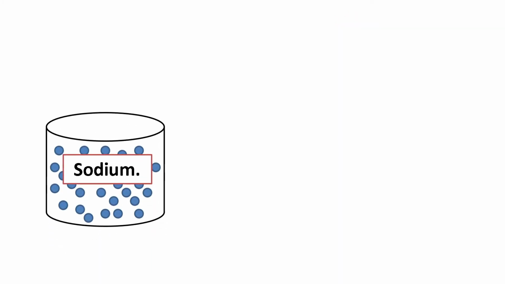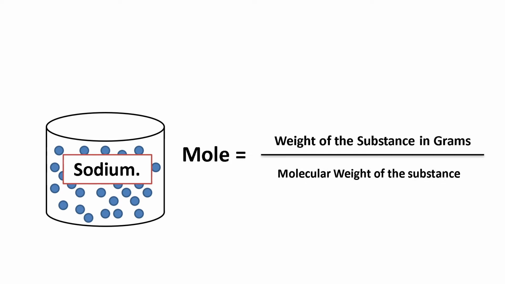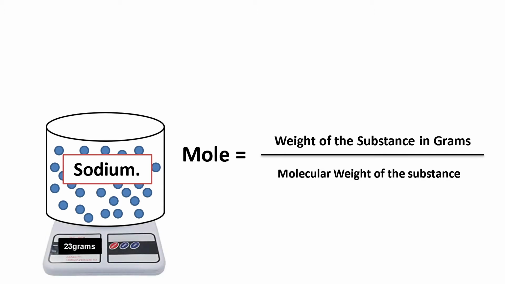In this example, we have some amount of sodium in a container. In order to find the number of moles of sodium that the container has, we have to use the mole formula. The first thing that we should do is to find out the total weight of sodium that is present in the container, and we find it to be 23 grams. Now we need to know the weight of 1 mole of sodium, which means its atomic weight.